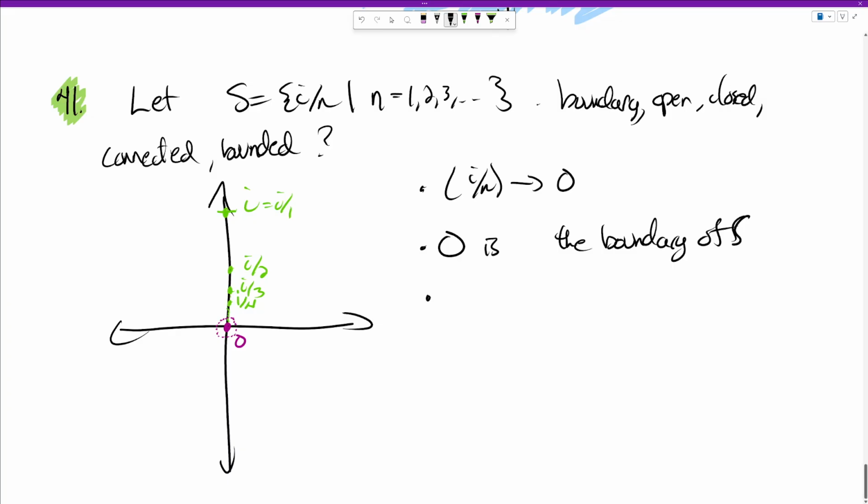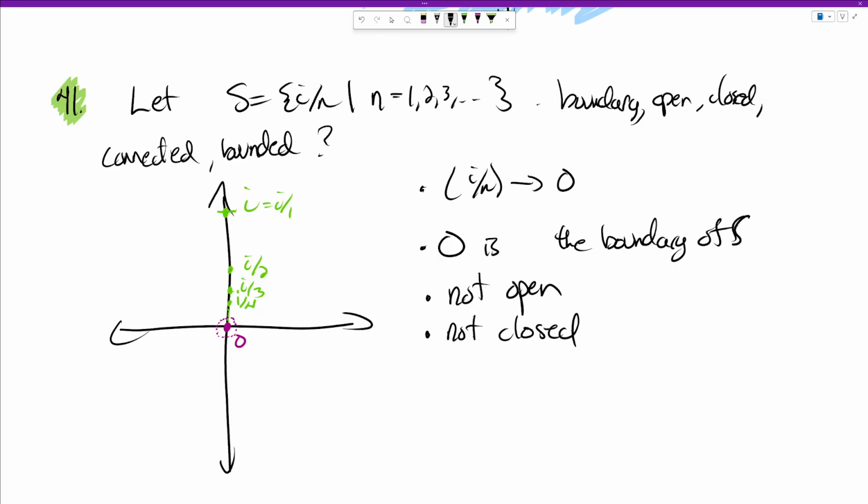Now, the next question is, is it open? Well, there's no wiggle room at each of our points, right? We can only stay at our point and we're not allowed to move from it. So none of the points are interior to S, really. So our set is not open. Furthermore, our set is also not closed. And the reason is it's missing this boundary point.